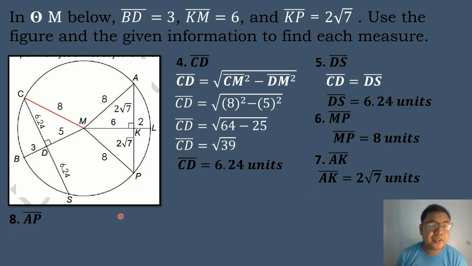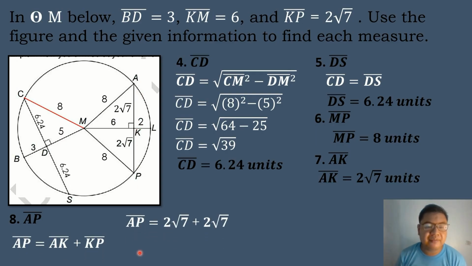And then for number 8, what is the measure of segment AP? To get the measure of segment AP, we will just add the measure of segment AK plus the measure of segment KP. So we have 2 square root of 7 plus 2 square root of 7, which is equal to 4 square root of 7. So the measure of segment AP is equal to 4 square root of 7 units.